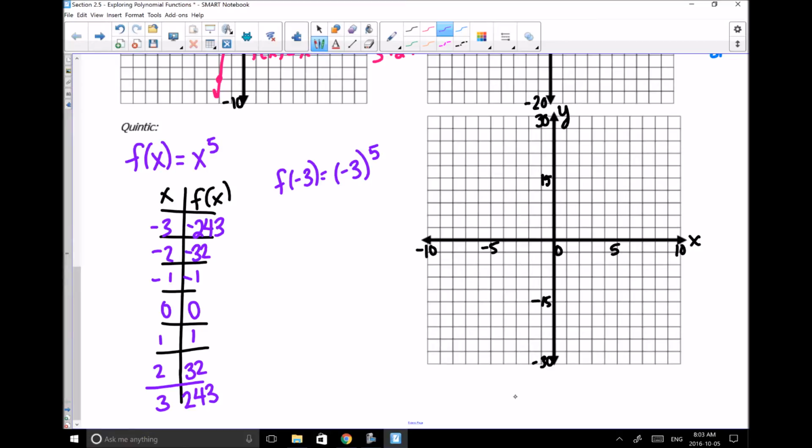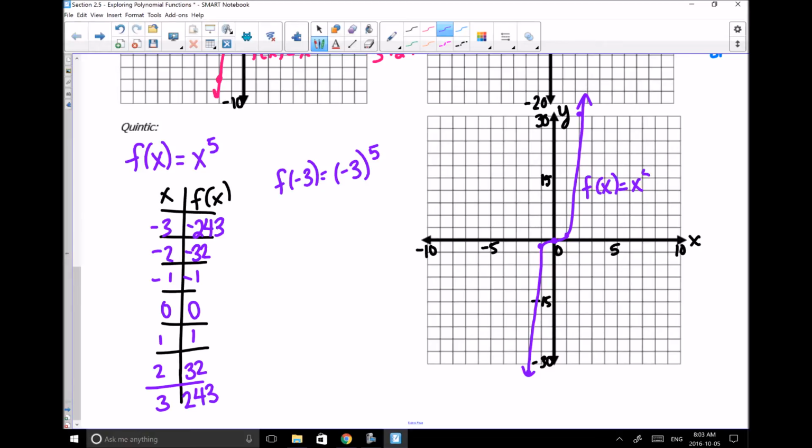-3, -243 is way down here. I'm not going to graph that out. -2, -32 is a little bit below the graph. I'm still going to put a point there. -1, -1 will be right here. 0, 0 is right here. 1, 1 is right here. And then 2, 32 will be right here. So if you notice, if we have a quintic right here, it looks like a super cubic.